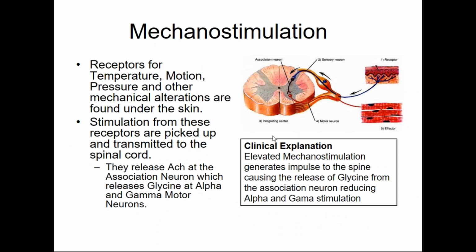The other thing we want you to know is, of course, we've already talked about this, the mechanostimulation, and how stimulation to the mechanoreceptors under the skin can result in decreasing sensation of pain and tone within a muscle, because they communicate with association neurons releasing glycine, thus reducing the amount of contraction.